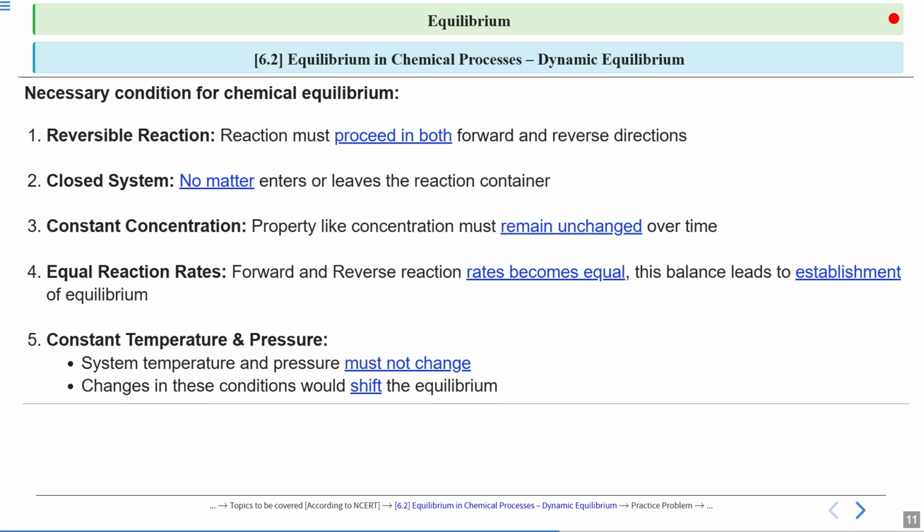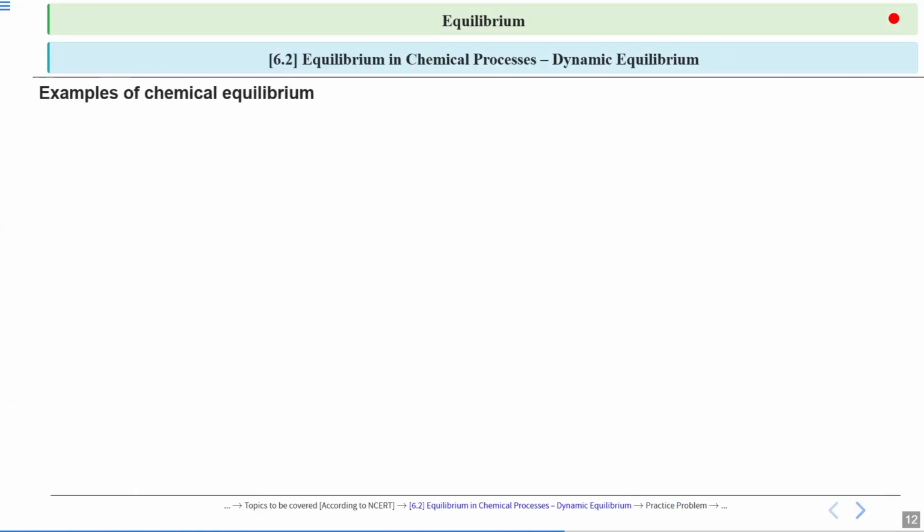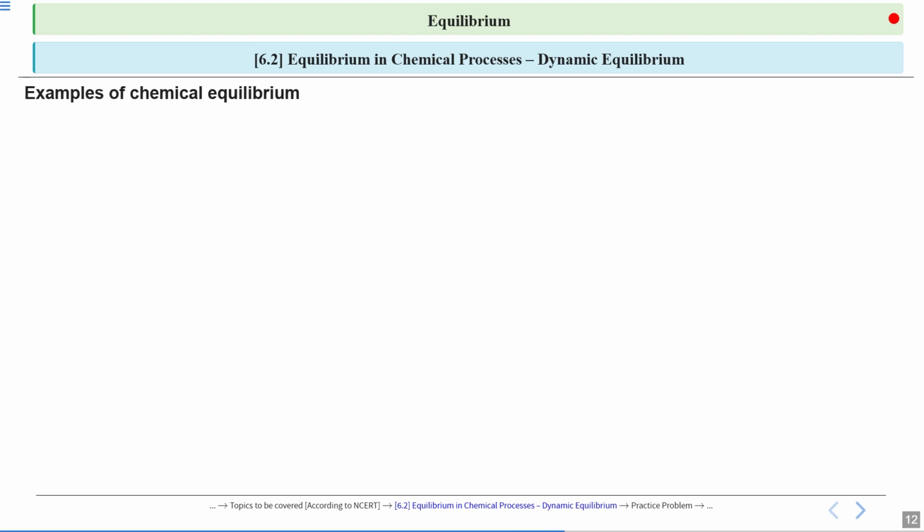But for now, you should remember that these 5 things are a must for the equilibrium condition to sustain. The reaction should be reversible, the system should be closed, the concentration should be constant for both reactants and product, the rate of forward and backward should be equal, and the pressure and temperature should remain constant. Now let us take examples of chemical equilibrium to understand the concept in a deeper version.